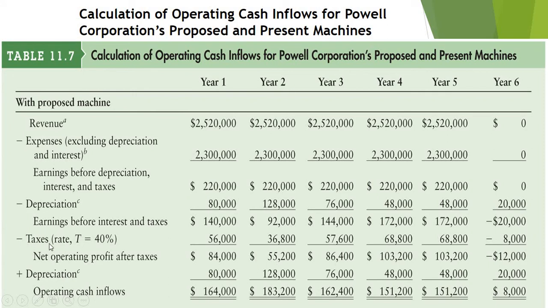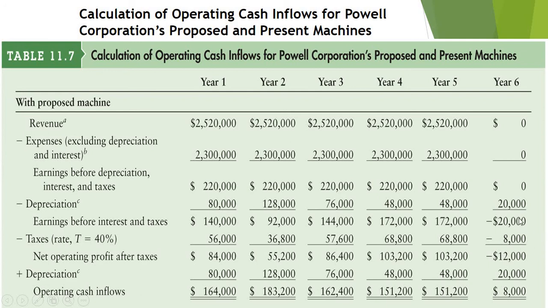And the firm has a tax bracket of 40%. Based on this tax rate, we have to calculate the amount of tax on earnings before interest and taxes. So let's say, for example, taxes for year number 1 is 56,000. This is 140,000 times 40%. This is how taxes have been calculated over the 6 year period. So you'll find a negative tax.